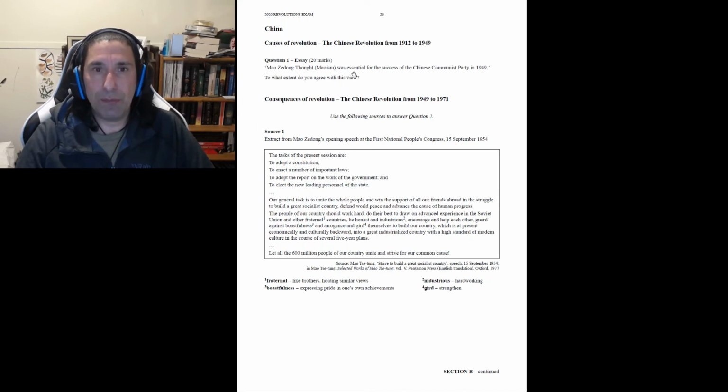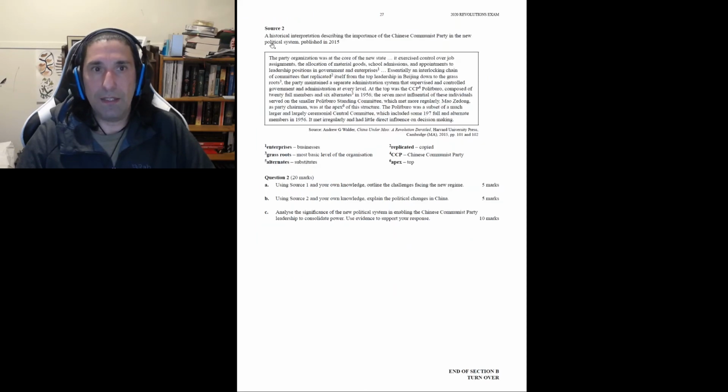Lots of stuff you can talk about. Redistribution of land, that key CCP policy. So you could talk about that as well. So there's lots there you can talk about. And then for source 1 and 2, what have we got here? Source 1, an extract from Mao Zedong's opening speech at the First National People's Congress, 1954. And then source 2, a historical interpretation describing the importance of the Chinese Communist Party in the new political system, published in 2015.